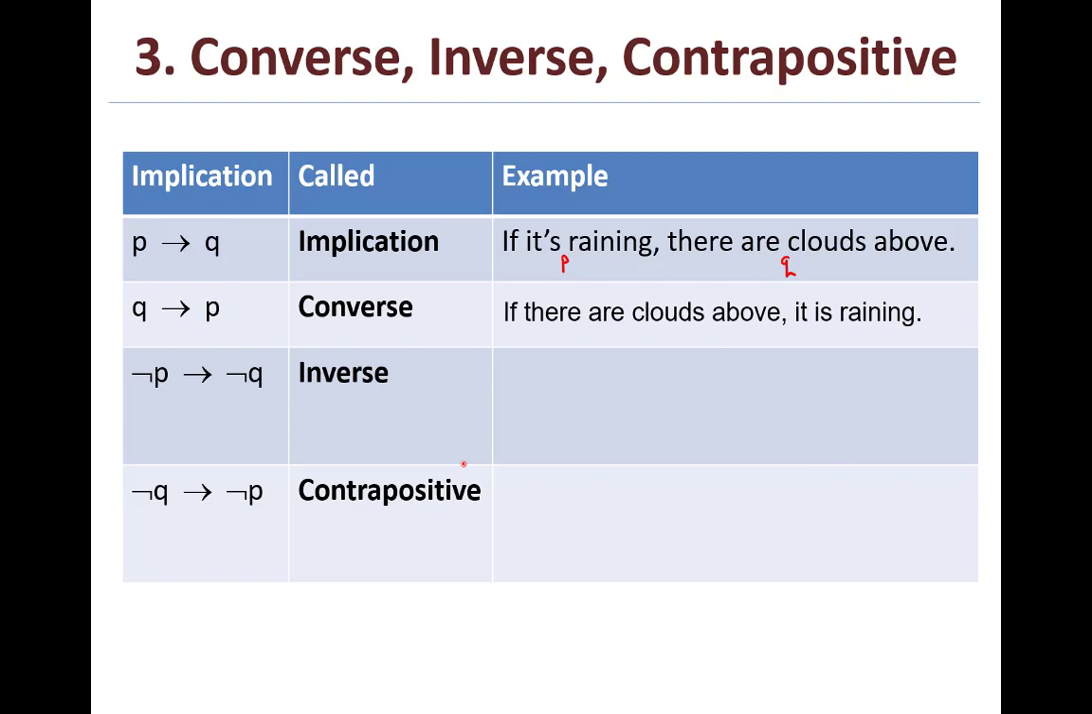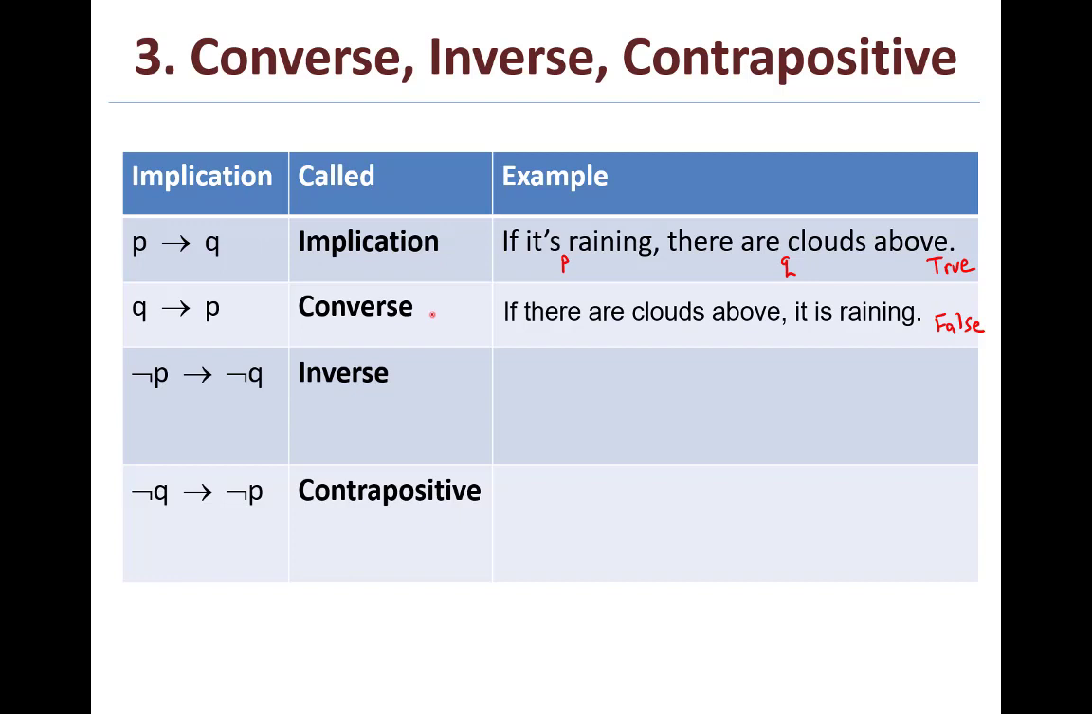Now, by the way, my original implication, is that a true statement? Let's go ahead and assume that it is. It is a truth that if it's raining, there have to be clouds above. But what about the converse of that? If there are clouds above, it is raining. Well, no, our experience tells us that that is not a true statement. So that is actually a false statement. So just because an implication is true doesn't mean that the converse is true. I mean, it might be, but there's no guarantee.